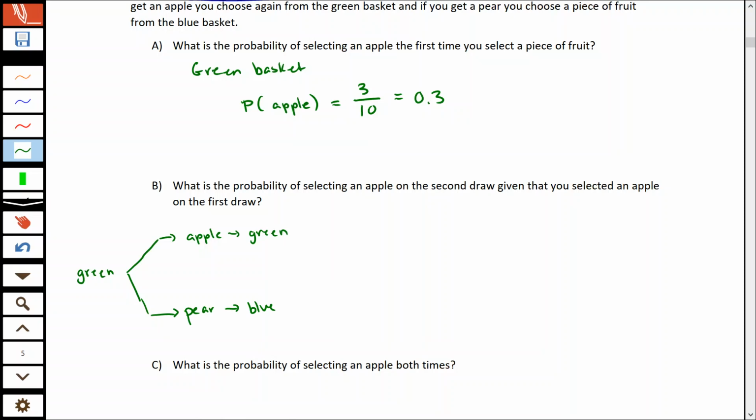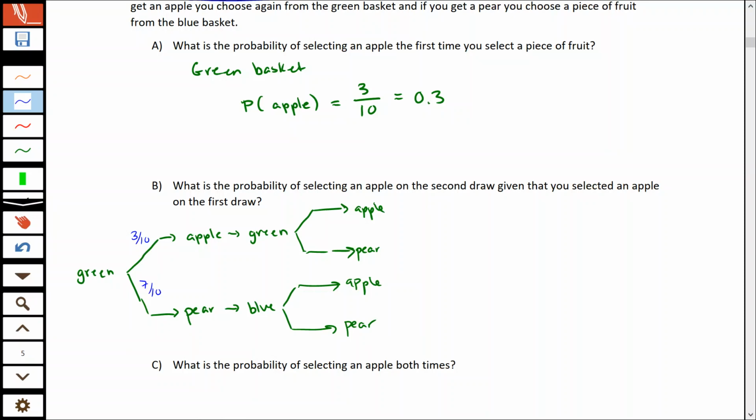If we select from the green basket again, we can get our apple, or we can get our pear. And for our blue basket, again, apple or pear. So if we take a look at these probabilities, the probability of getting an apple for the green basket, as we just found above, is 3 out of 10, or 30%. And that means getting a pear is going to be 7 out of 10.